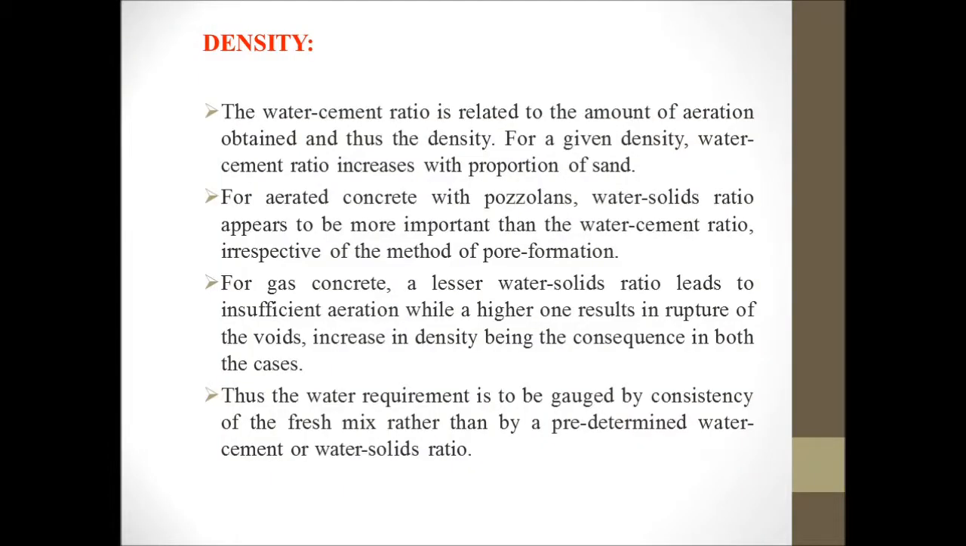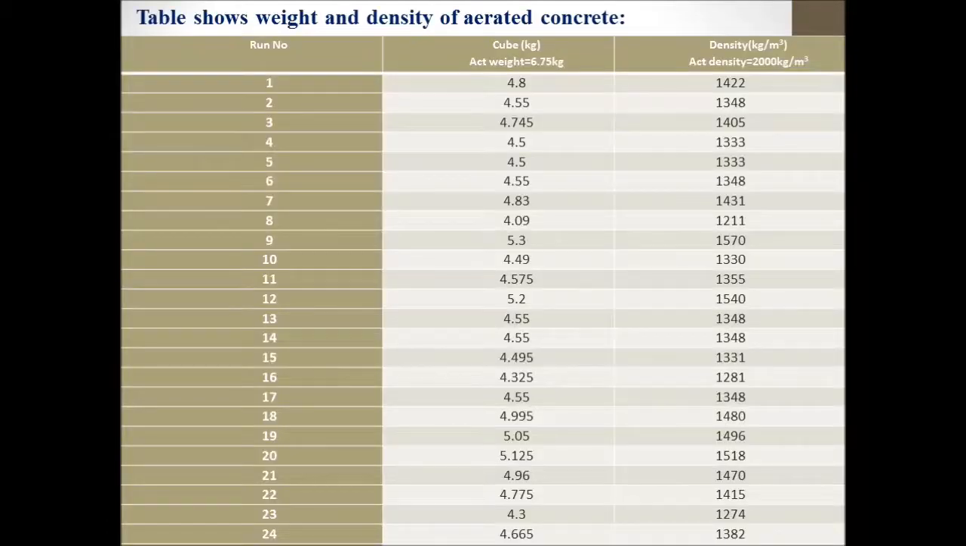Density has been found out. This is the weight by volume for each concrete cube. We have found out the density value. The actual weight is 6.75 kg, though it ranges from 4 to 5 kg for aerated concrete, and the actual density is 2000 kg per meter cube, though it ranges from 1200 to 1500 kg per meter cube.